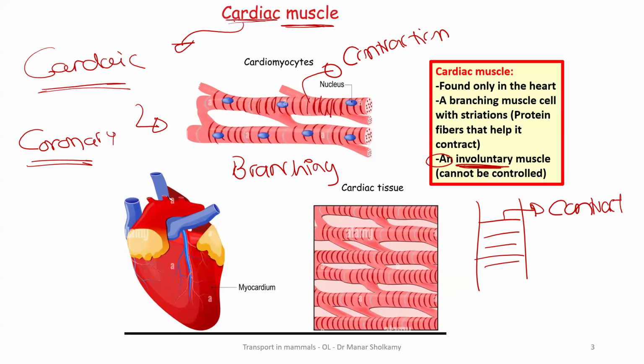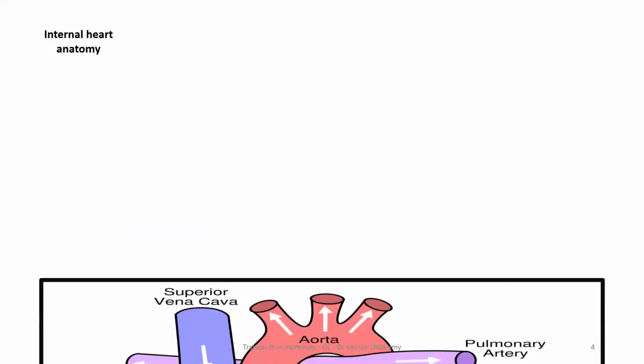So what you need to know about the cardiac muscle: it's a branching muscle with striations. These striations are protein fibers that help it contract, and it is found only in the heart, and it is a muscle that you cannot control. It is an involuntary muscle.